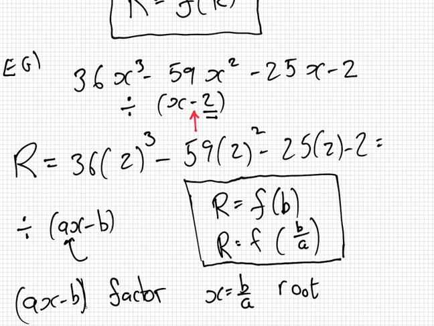And if the remainder is 0, what is it called? It's called a factor, isn't it? Yeah? If the remainder is 0, remember? Then it's a factor. So I'm calling this a factor, but I don't really know yet if it is a factor. It just could be a factor. We'll have a look at some examples now.